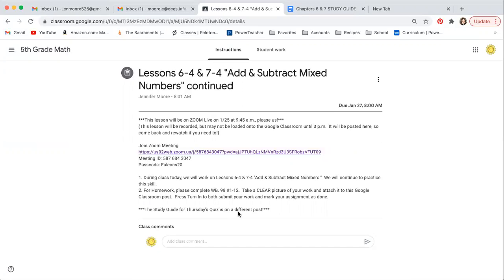But as far as the adding and subtracting the fractions part, section A and B, I think those parts you're really great at independently at this point. Then Thursday, we'll take our quiz. And then Friday, I have some fraction games planned for us.